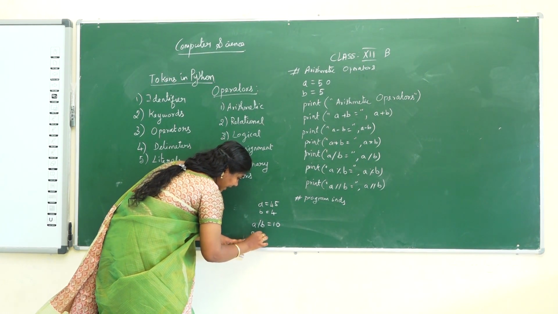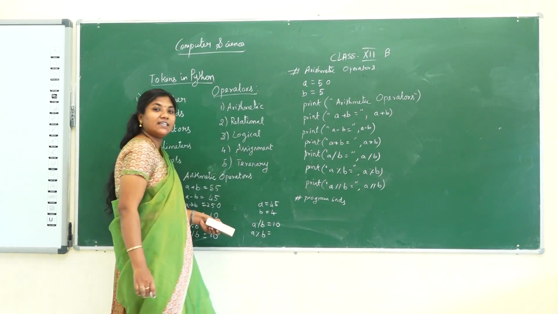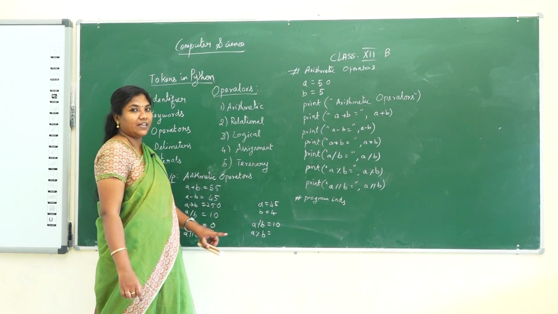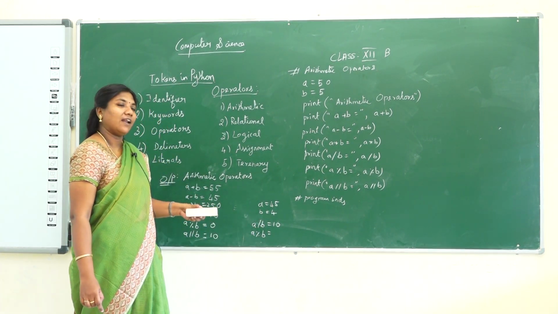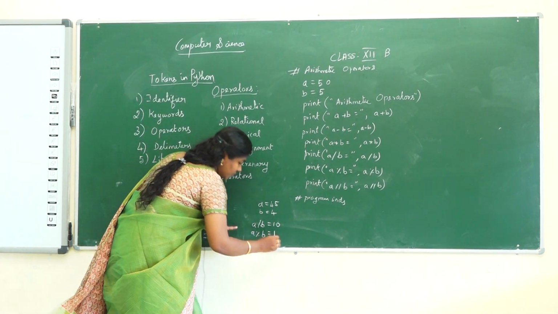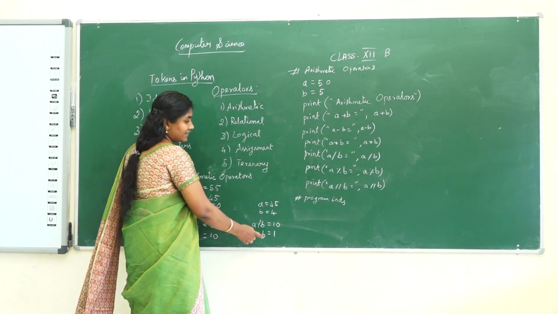So when I am dividing A modulo B, it gives the remainder. When 45 is divided by 4, what will be the remainder? Eleven fours are 44 and the remainder will be 1. So the modulo symbol gives the remainder.